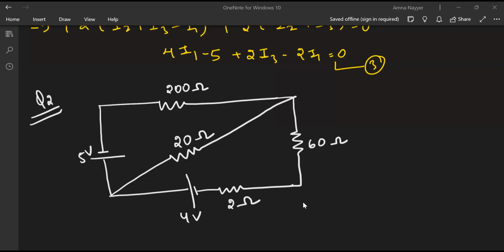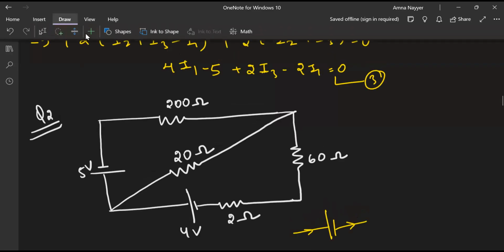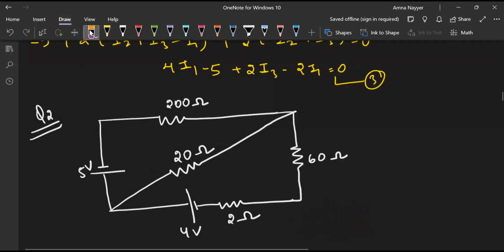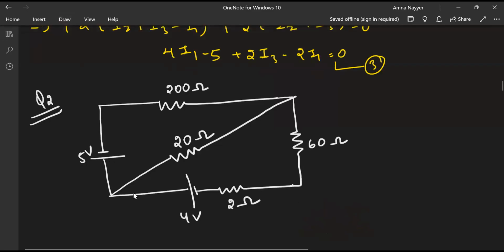If a battery is there, and you have taken this direction, then keep it as it is. If the net direction is matching with it, keep it as it is. But I prefer to take the current out from the positive terminal. That gives it a proper look. Now I am writing the rest of the current distribution.